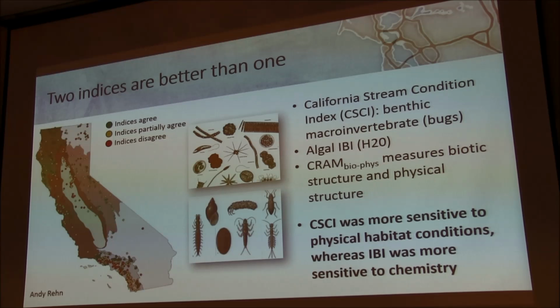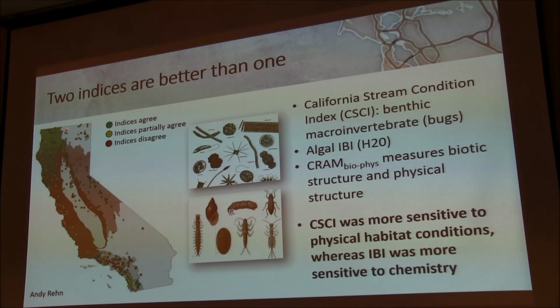And now that we have these two tools, Andy did an analysis to see when are they agreeing and when are they disagreeing in terms of biointegrity estimates for these different sites. Andy was also looking at the CRAM index, which is a rapid assessment protocol that looks at biotic structure and physical structure, but it doesn't specifically look at different biological species.